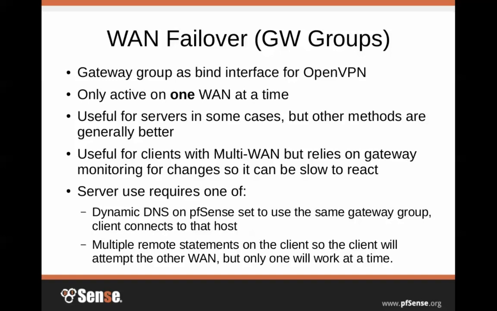If you use the two remote statement method on the client side, but you use this method on the server side, if the client gets disconnected, it will try that second remote statement. That will fail as well, and then have to go back to the first one. So even something as innocuous as just a bump in their internet connectivity could leave your VPN down for 2 minutes. So it's not ideal in the server case. On the client side, it's fine.